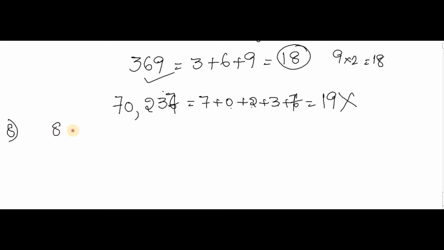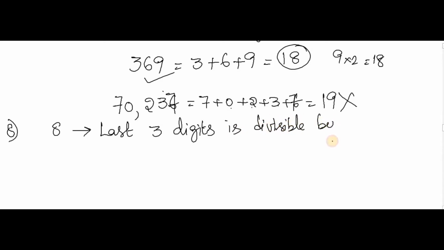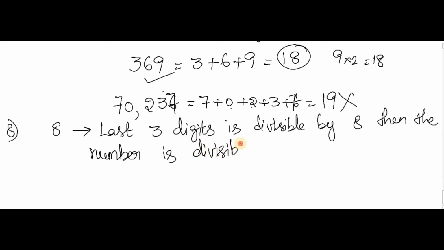What is the divisibility rule of 8? It is nothing but: if the last 3 digits are a multiple of 8, that is, divisible by 8, then the number is divisible by 8. If the last 3 digits are divisible by 8, then the number is divisible by 8. Okay, we'll see some examples now.